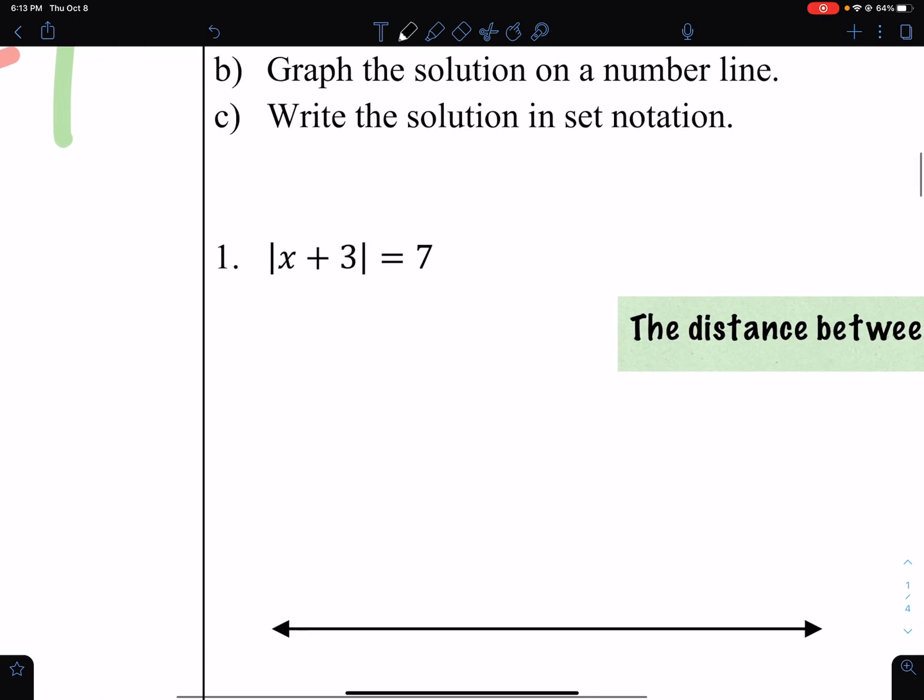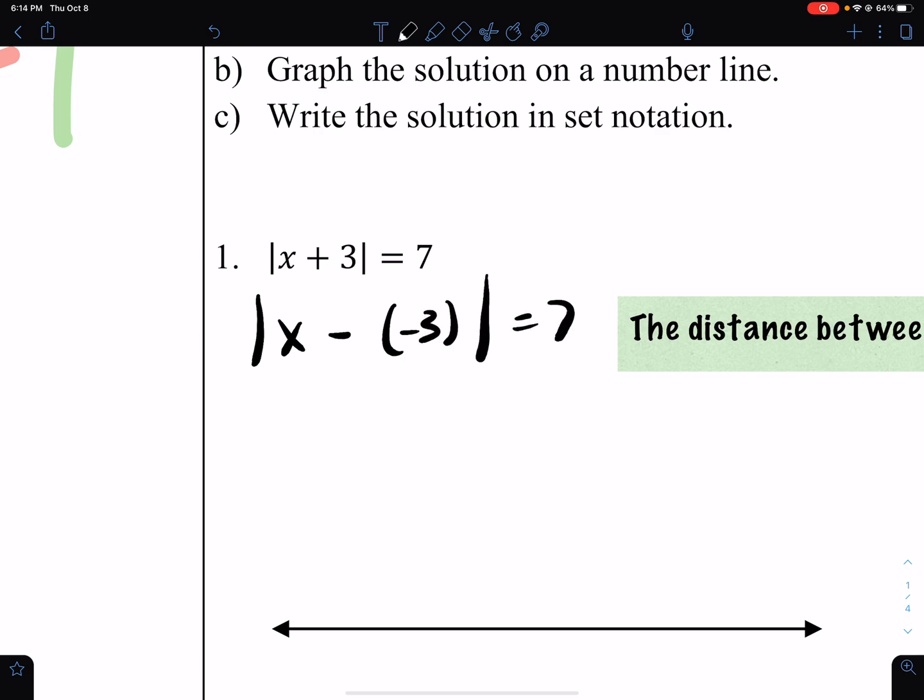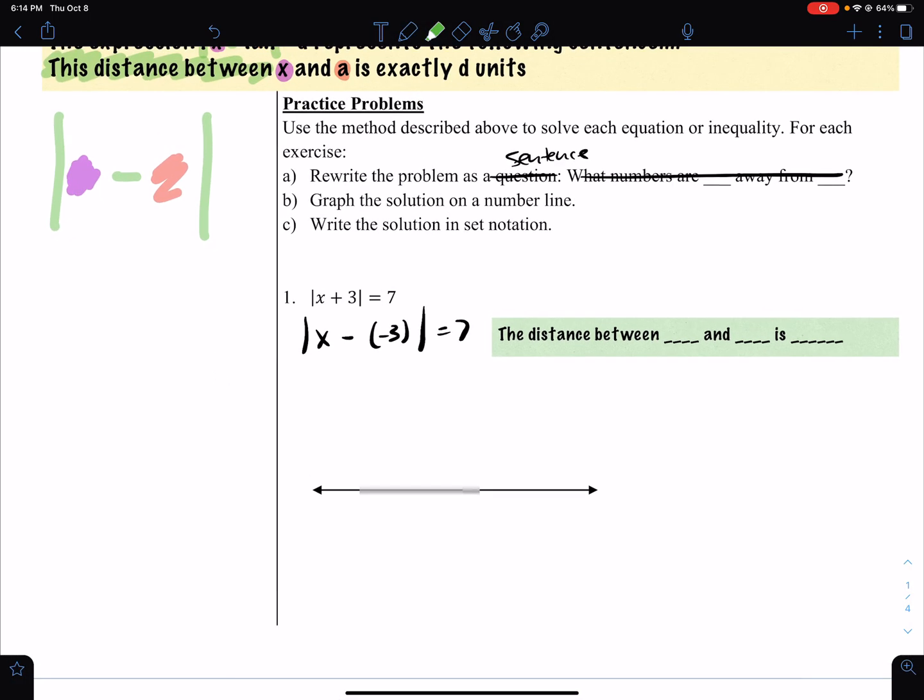So here, first of all, we should notice instantly out of the gates, it's not using subtraction. So I'm going to rewrite that using subtraction, x minus a negative 3, that's equal to 7. So let's trace back our formula. We see the absolute value signs and the minus, which give us the distance in between. That first thing that's listed is x. That second thing that's listed is negative 3. And then it tells me what this distance is equal to. It tells me the distance is exactly equal to 7, right? Because this phrase here is a measurement of distance.